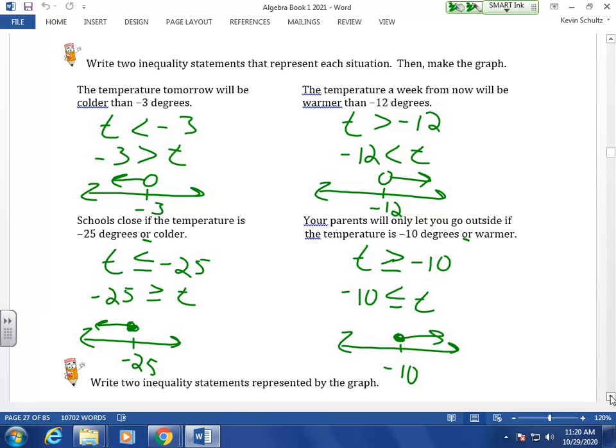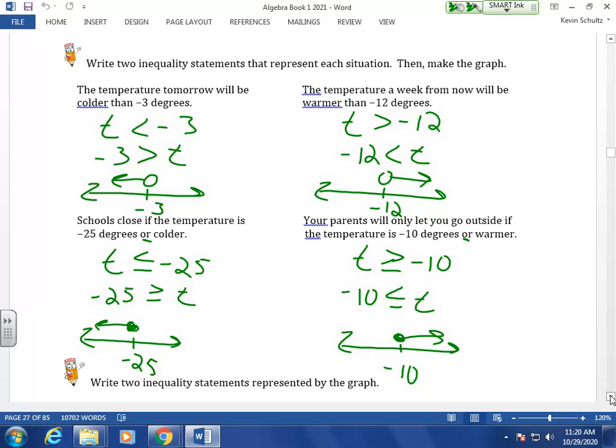Yes, Gabby. I should have said closed circle. Yeah, because negative 25 or colder would be included. So if I said open, then I apologize for that. I'm on a roll today.